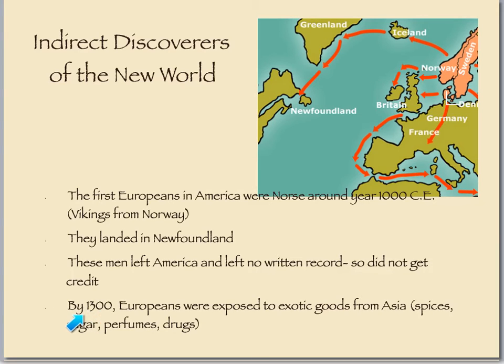By the year 1300, Europeans were exposed to exotic goods from Asia, spices, sugars, perfumes, and so on, and so they started to want these things. Well, if you want these things, you've got to go to Asia. The problem is, how do you get there?